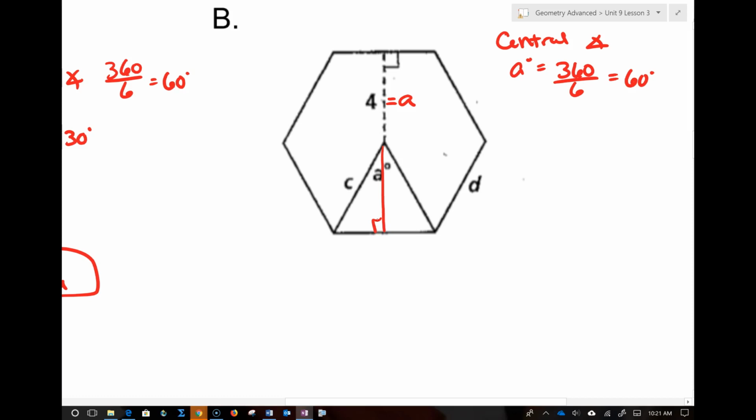Did you guys see how they drew the central angle triangle for us? So I'm going to draw that. What does it do to A? Bisects it. And I know that's going to be 4.